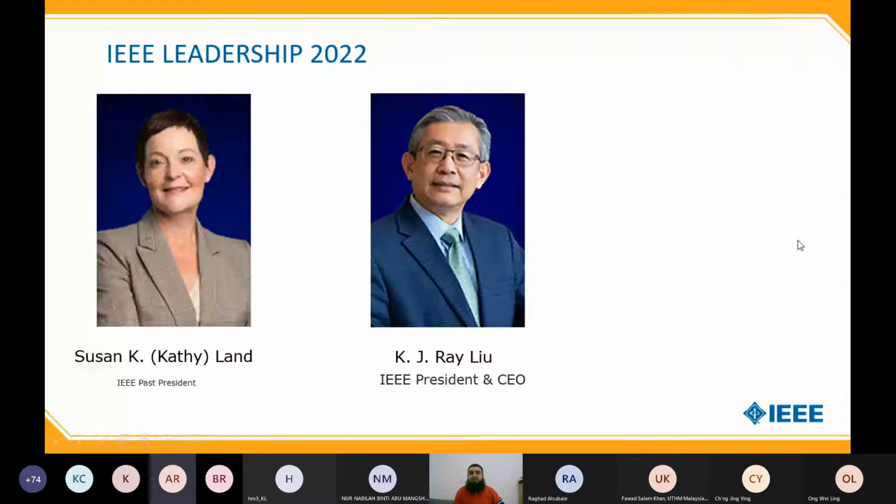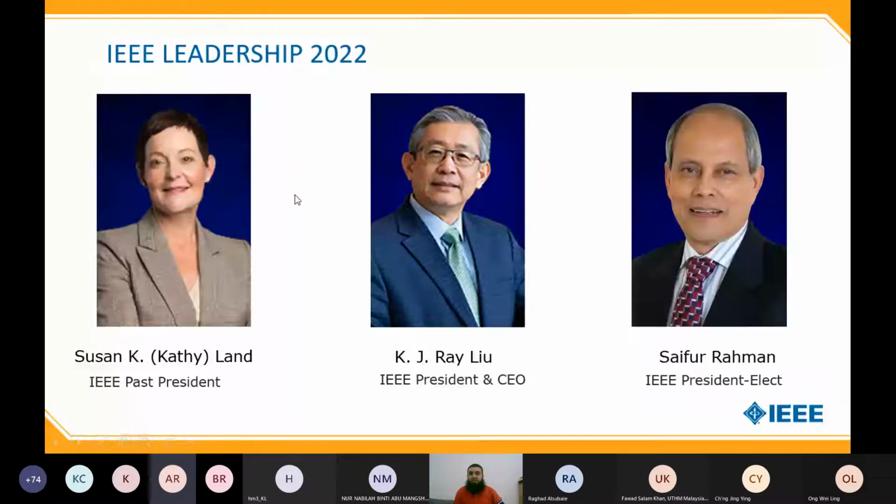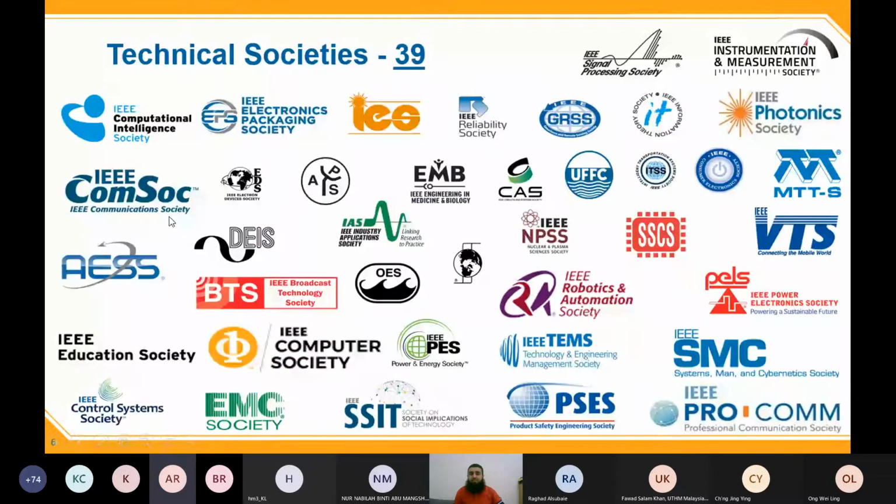So this is the current leadership of IEEE at the global level. Mr. K.J. Ray Liu is the president and CEO, and the upcoming president is Prof. Saifur Rahman. I earlier mentioned 39 technical societies, so probably at another platform, or some other time, or maybe you can visit my YouTube channel to know more about IEEE. I have detailed slides about this.